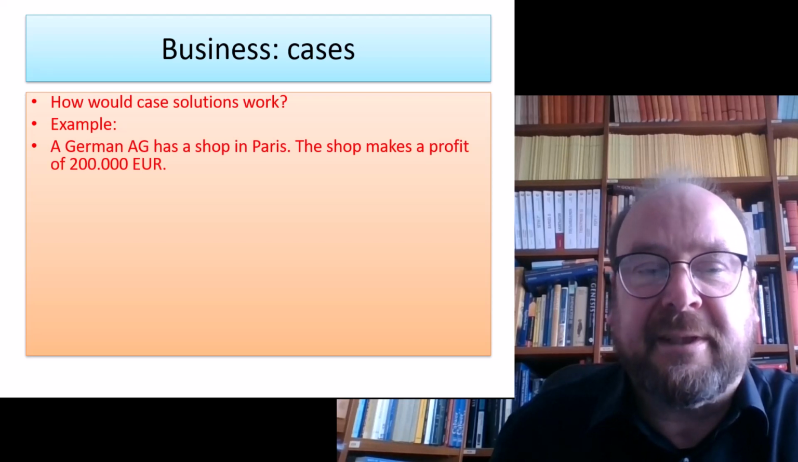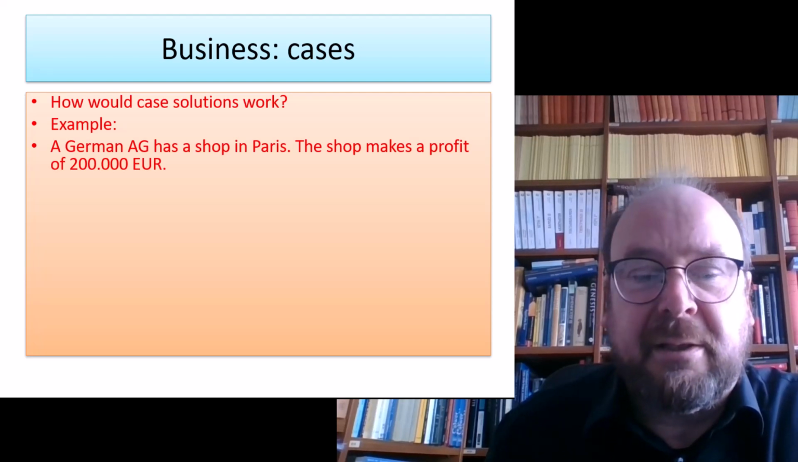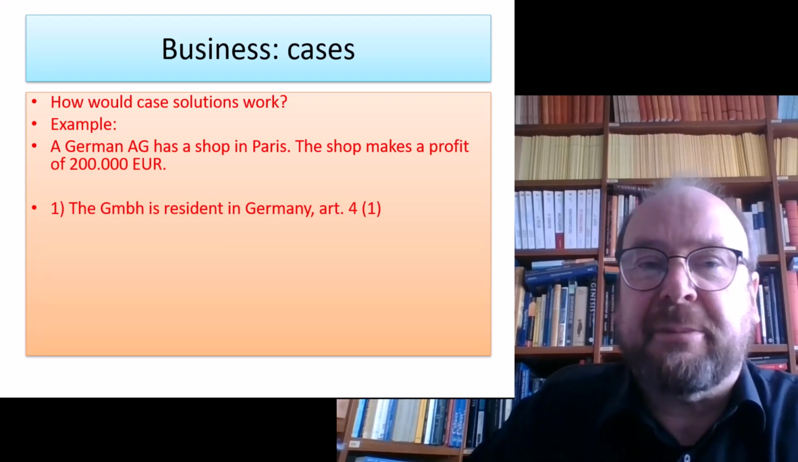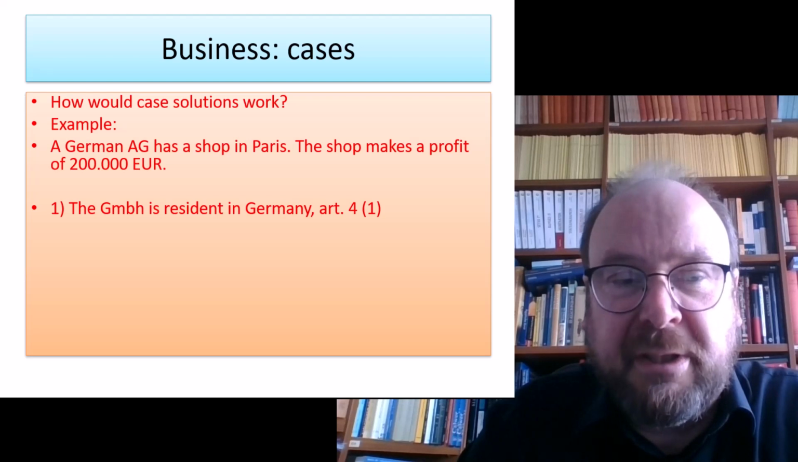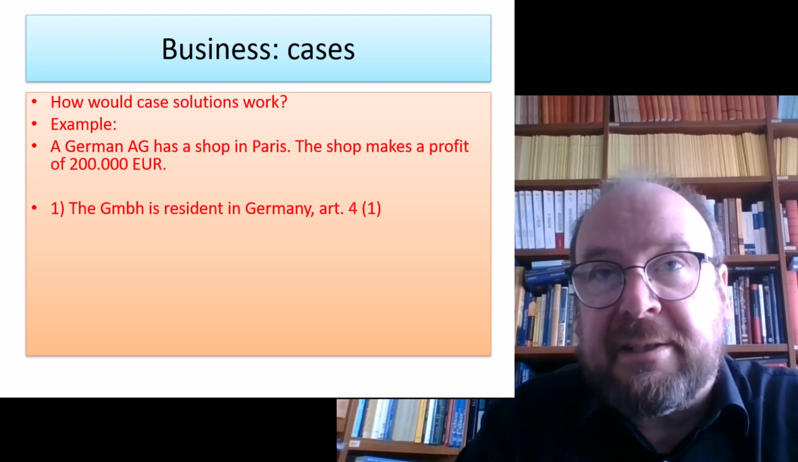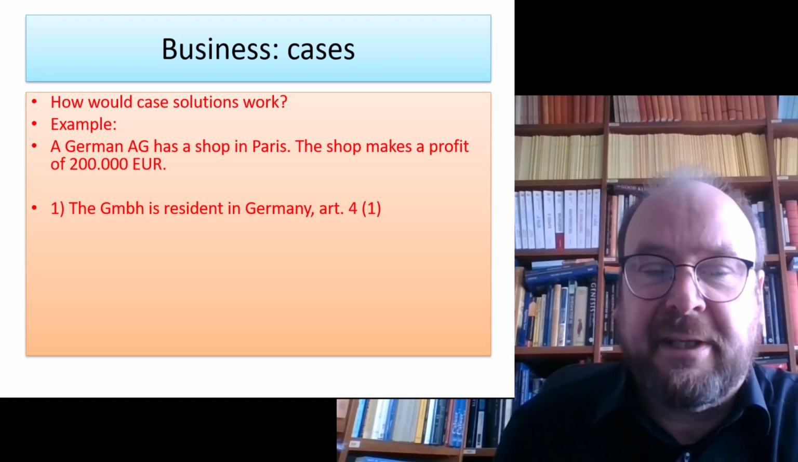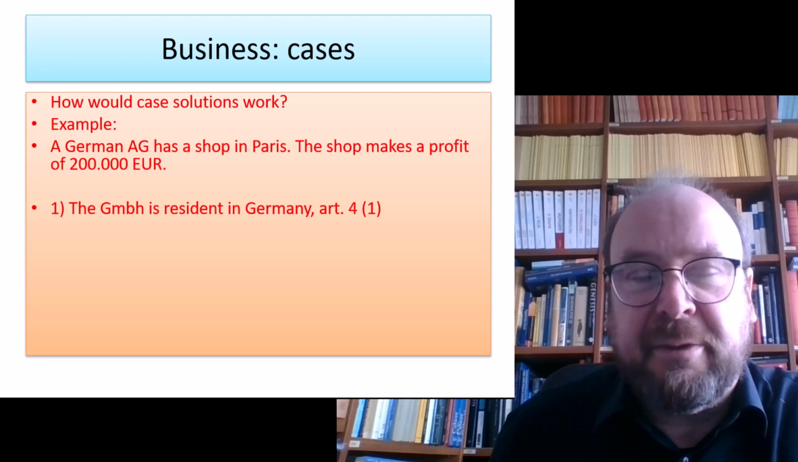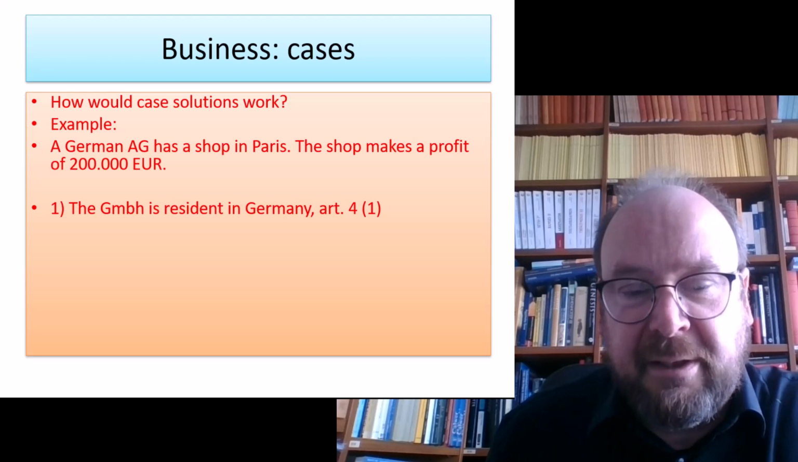Let's look at a concrete example. A German AG has a shop in Paris, and this shop makes a profit of 200,000 euro. So the first question is, where is the AG resident? And the answer will be, it is resident in Germany, because a German AG will have seat and headquarter, so place of management, both in Germany. So it will only be unlimited tax liable there, with the consequence that only Germany can play the part of the residence country.